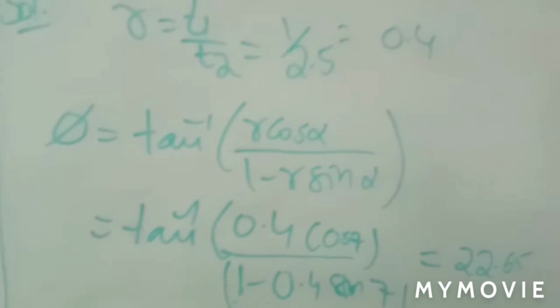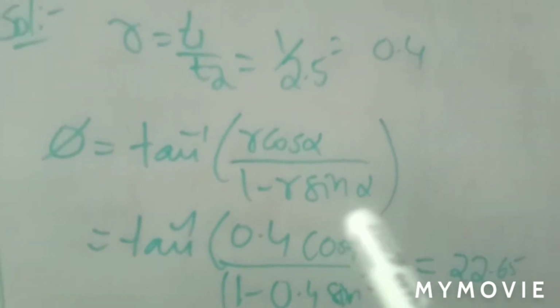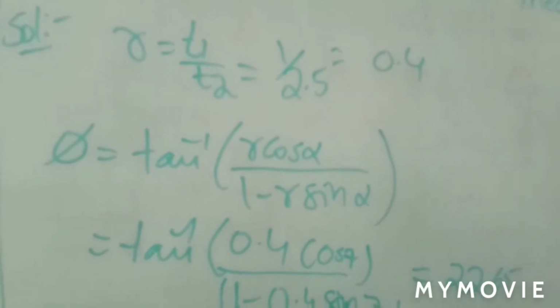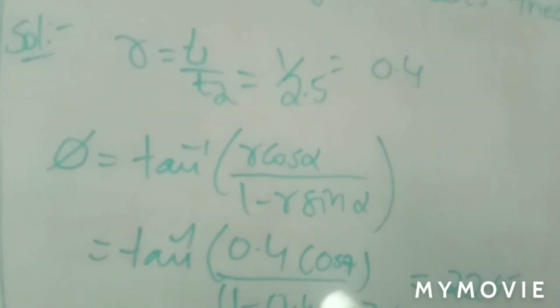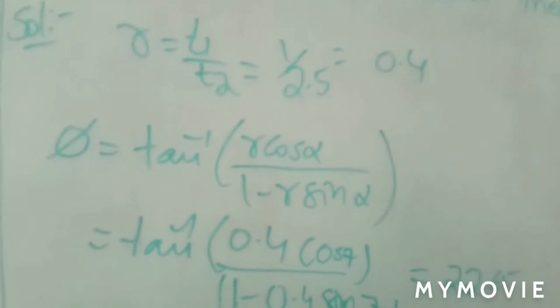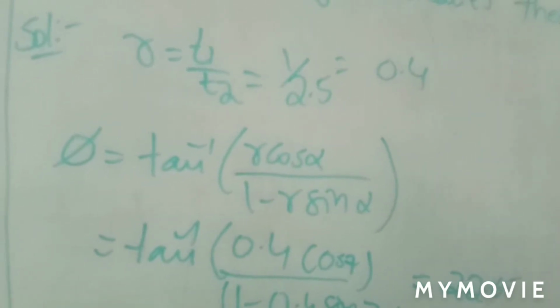Phi equal to tan inverse of r cos alpha by 1 minus r sin alpha. This is the relation. Already we solved so many problems based on this phi value. That means in the given relation 2 phi plus beta minus alpha equal 90 degrees, phi value is also known, alpha value is also known. Then automatically you require a beta value.